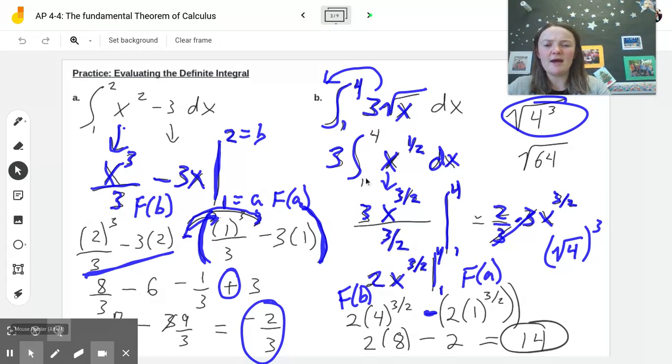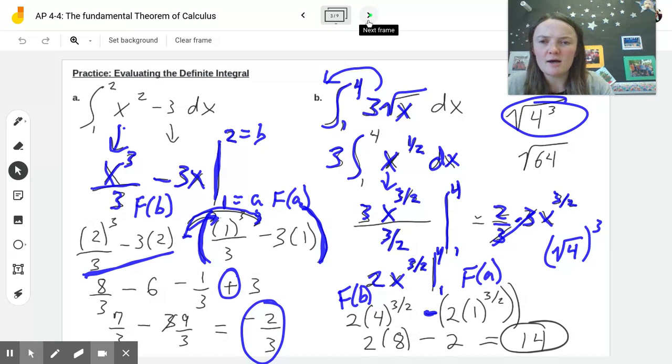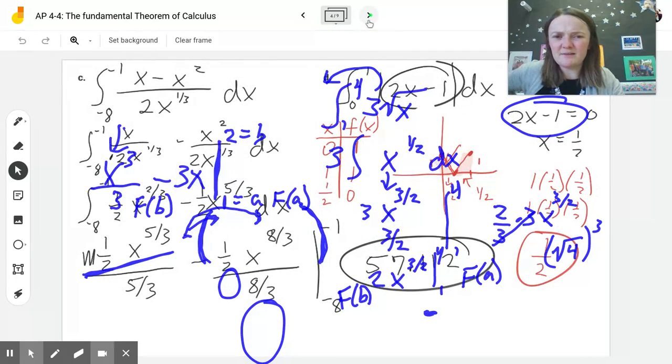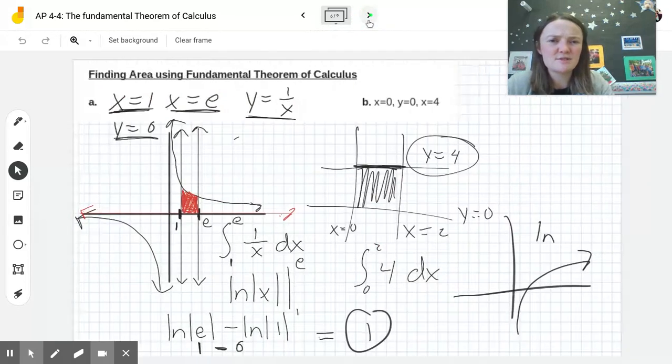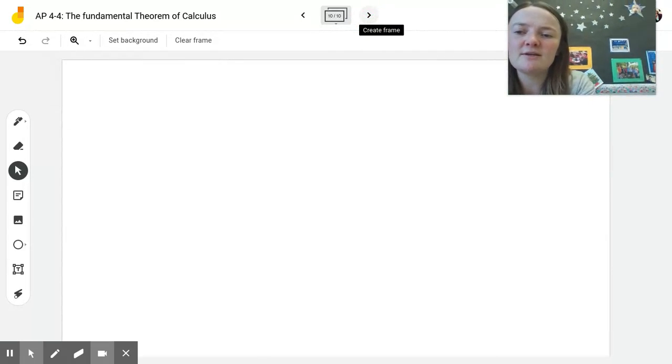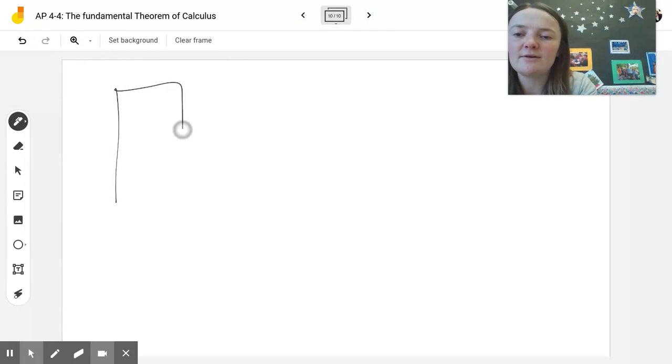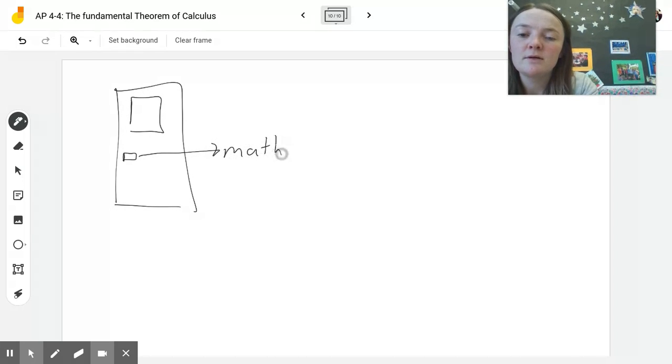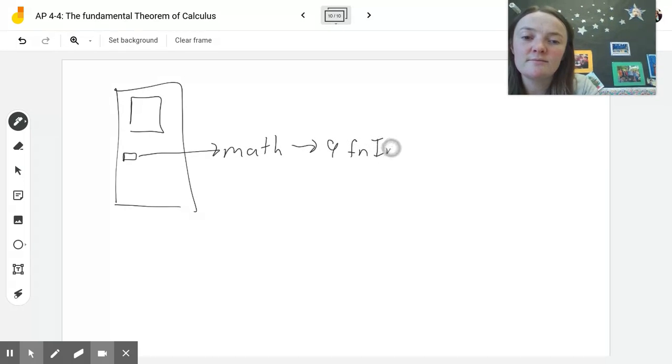So you might wonder, okay, how do I do this in my calculator? Unfortunately, my screen is not completely sharing, so I'm just going to draw it out for you, I guess. It's pretty easy. Let me draw a calculator. All you're going to do in your calculator is you're going to press math, and you're going to go to 9, which says fnInt. And then you're going to get this. It's going to look like this.